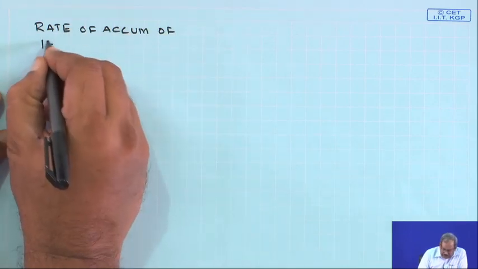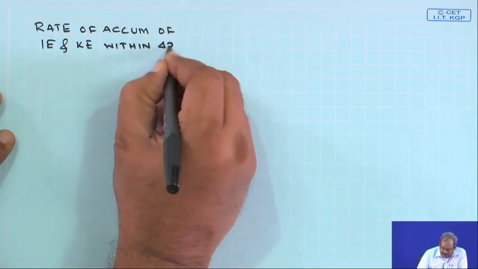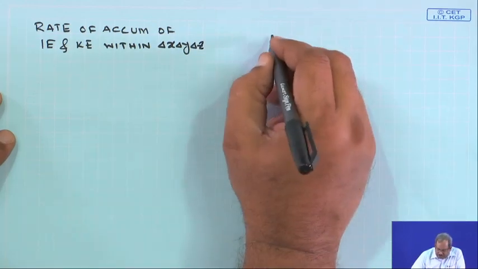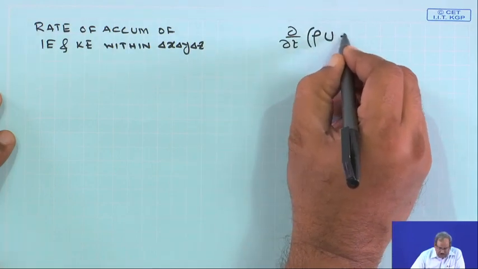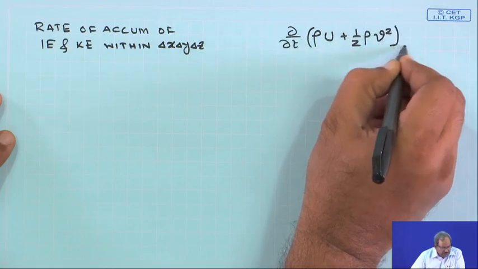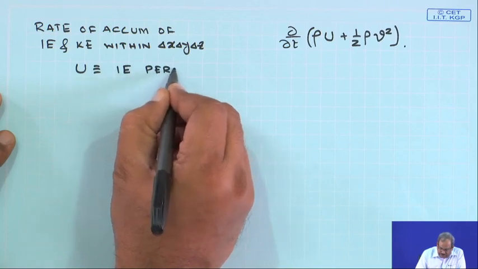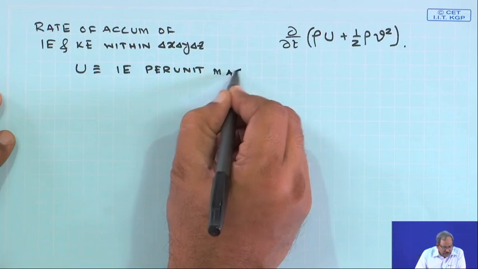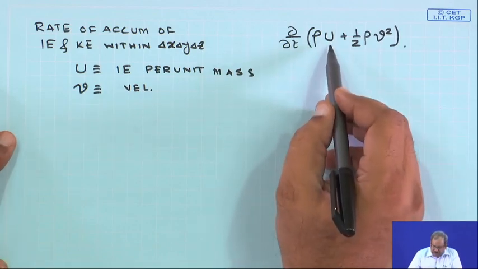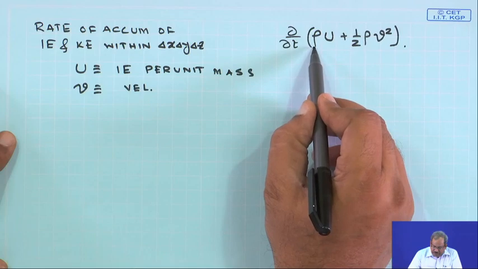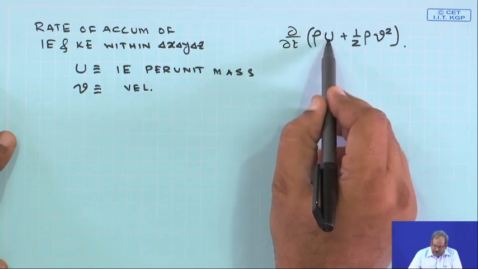of internal energy and kinetic energy within the system, which is defined as del x, del y, del z. So, this must be del t, the time rate of change of rho times u plus half rho v square, where this u is nothing but the internal energy per unit mass and v is the velocity. So, here I have multiplied it with rho. These terms together become internal energy per unit volume.